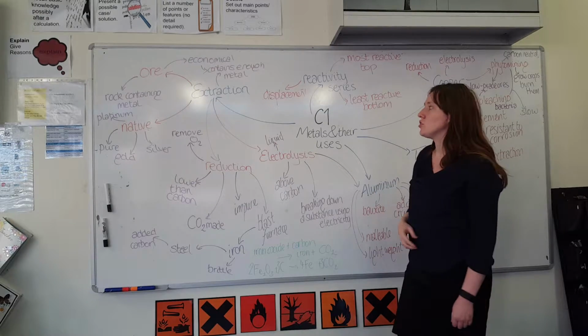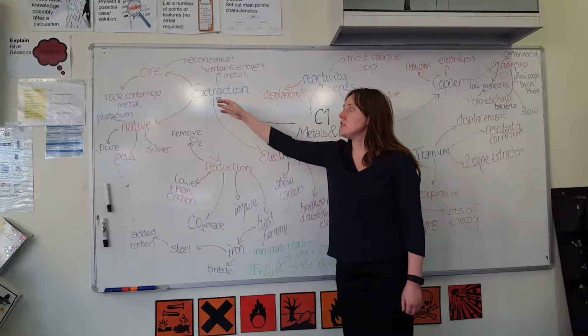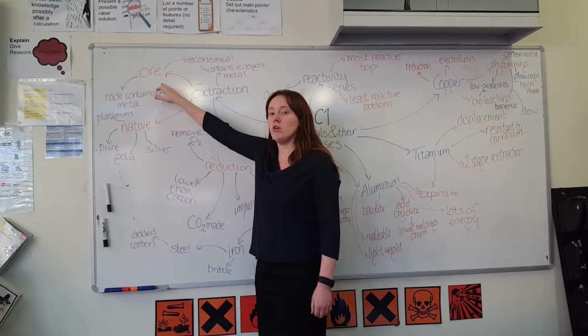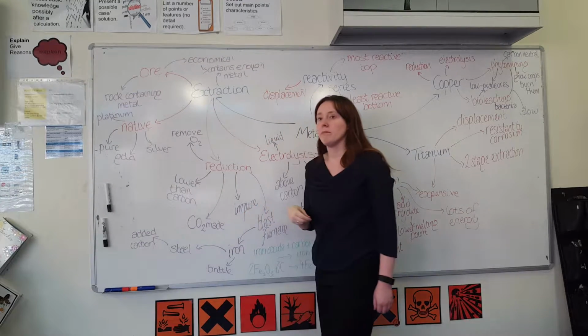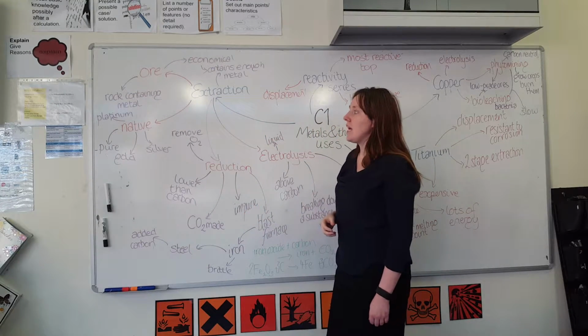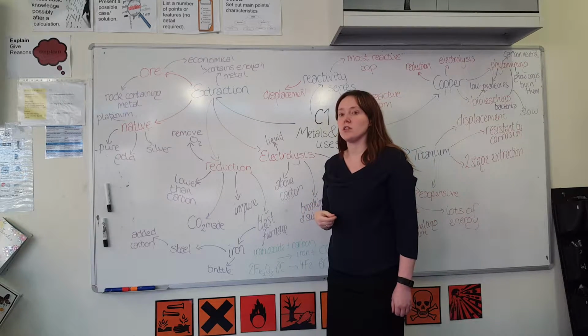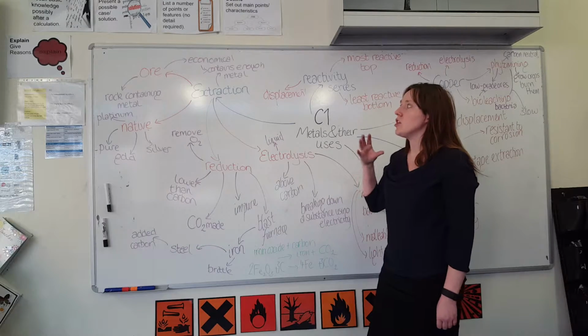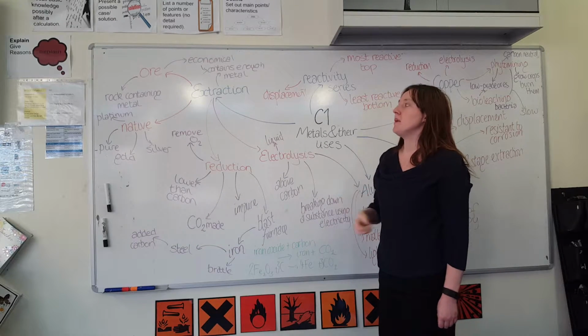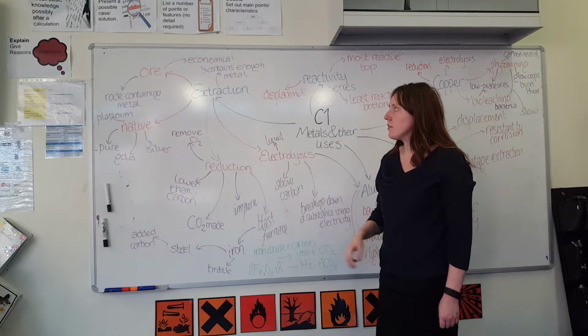So how do we actually extract metals? Well, first of all, I need to find the ore which I'm going to extract the metal from. An ore has to contain enough metal to make it economical to extract. What that means is that there is enough metal in the rock for me to make enough profit from it.